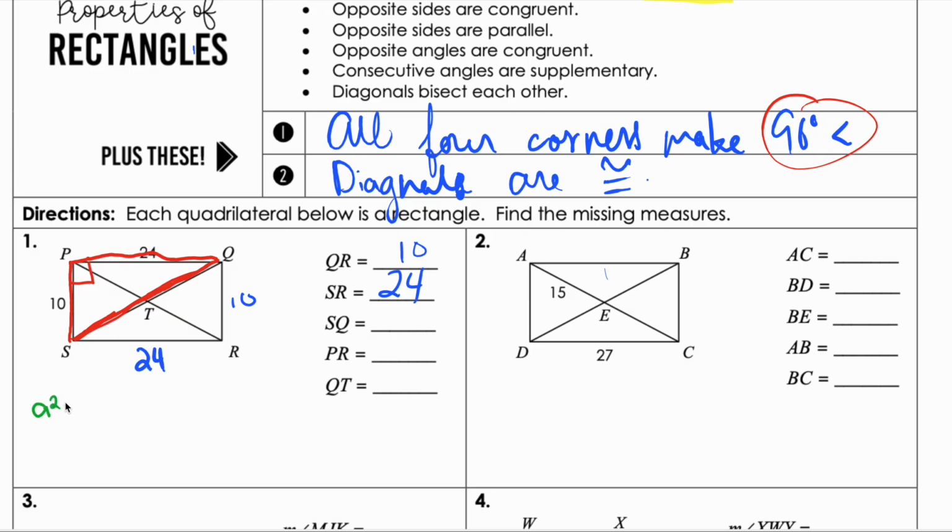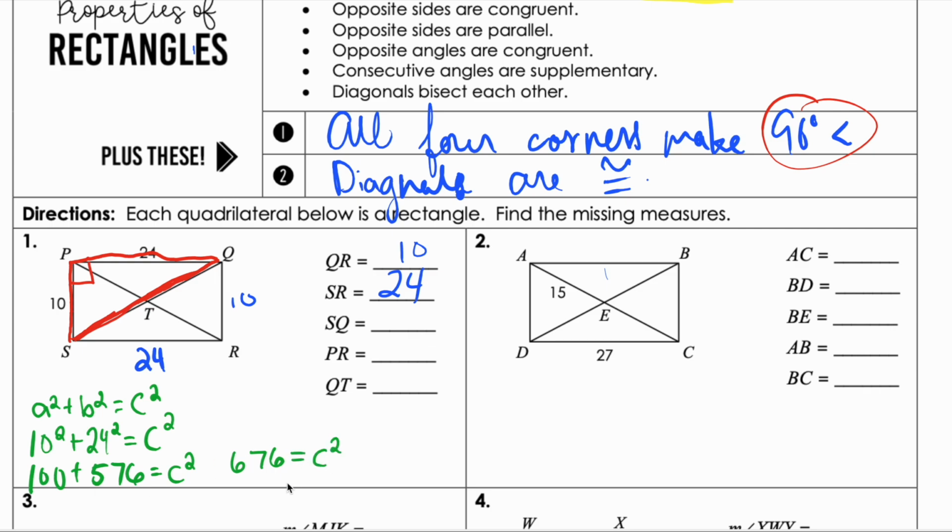So the Pythagorean theorem is a squared plus b squared equals c squared. And if a is 10, then we'd say 10 squared. Then b would be 24 squared. And it equals c squared, right? We don't know what c squared is, so we're going to solve for c. So 10 times 10 is 100. 24 times 24 is 576. And then we bring down our c squared. We're going to combine our like terms, so 676 is going to be our left side of the equation, equals c squared.